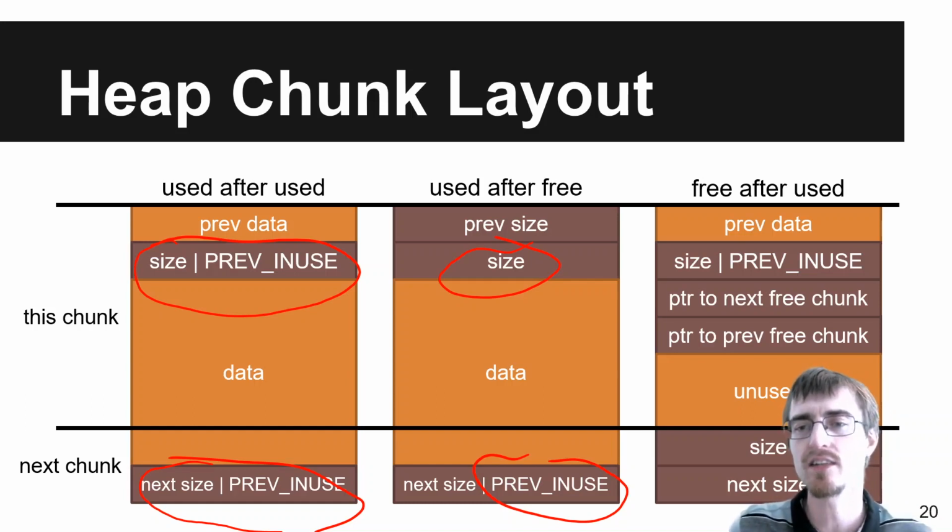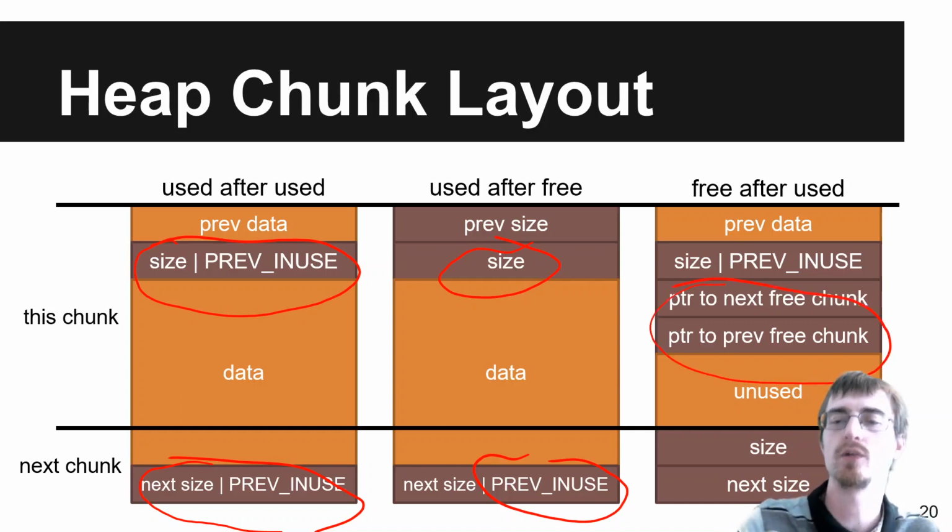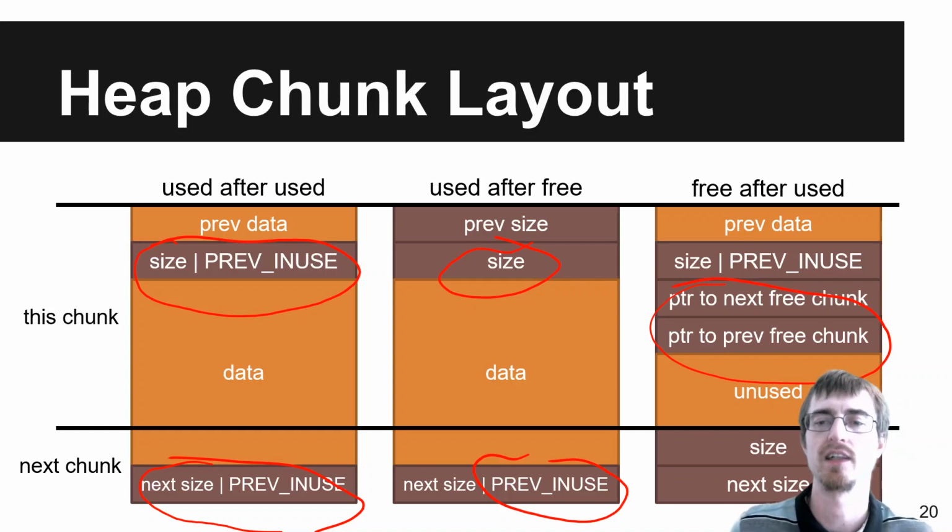Now, the next case, free after used. So let's say the previous chunk is used. It means that we don't need its prev size field. So the previous data is again at the start of the struct for the chunk. Then we have the size field as before, which also indicates that the previous chunk was in use. And now we get pointers to the next and the previous free chunk in the free list.